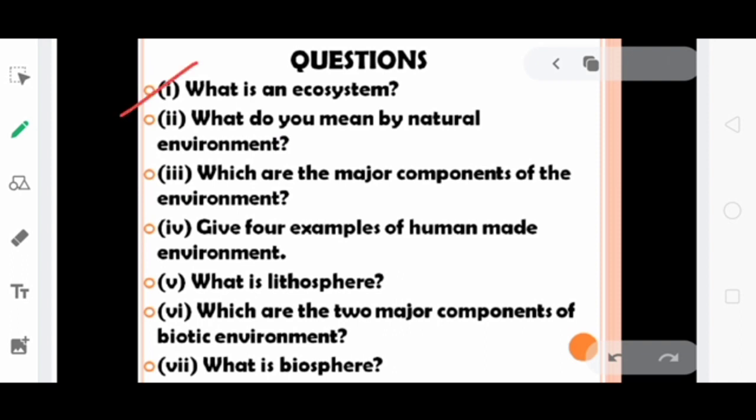First question, what is an ecosystem? Second one, what do you mean by natural environment? Third question, which are the major components of the environment? Fourth question, give 4 examples of human-made environment. Fifth question, what is lithosphere? Sixth question, which are the 2 major components of biotic environment? Seventh and the last question is, what is biosphere?